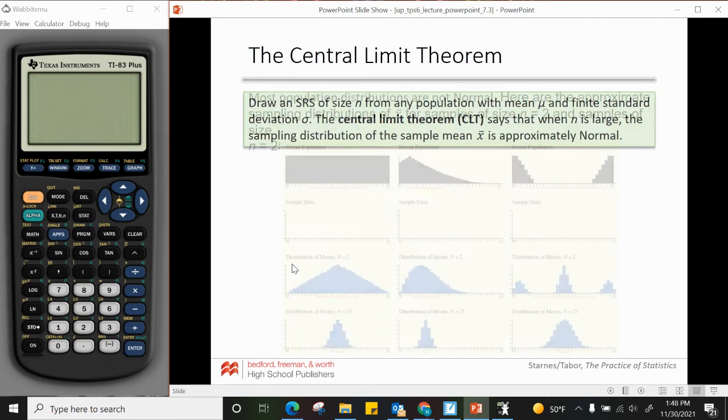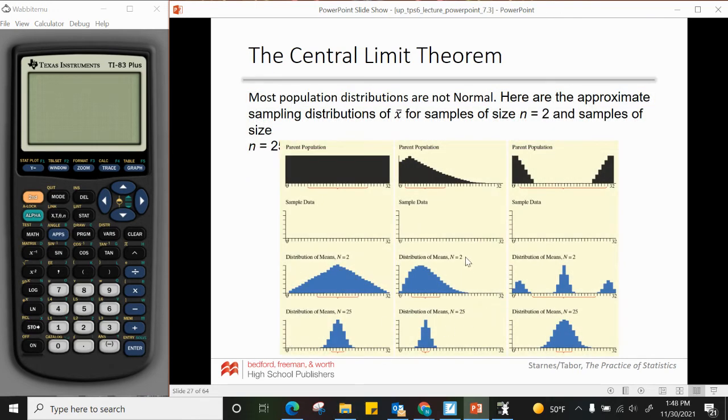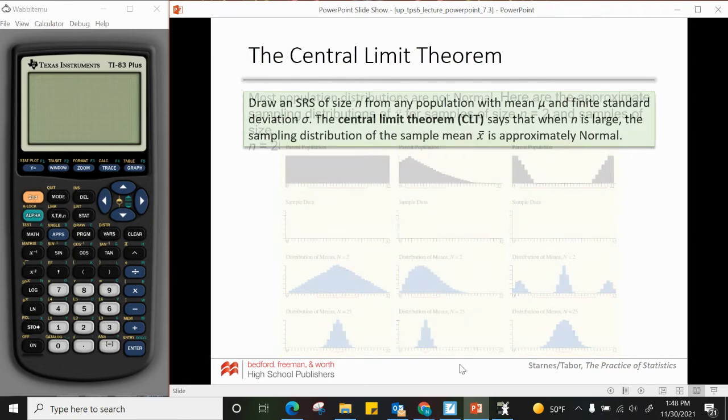Think about this one here. n is small, n is just 2. It has a similar distribution as the parent one. It's still going to be skewed right.